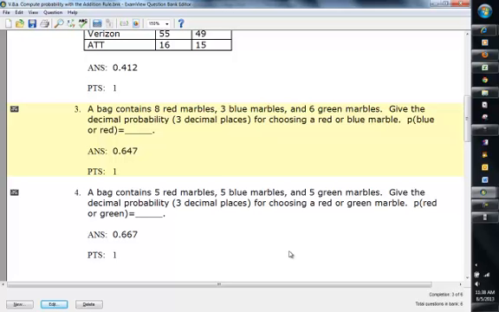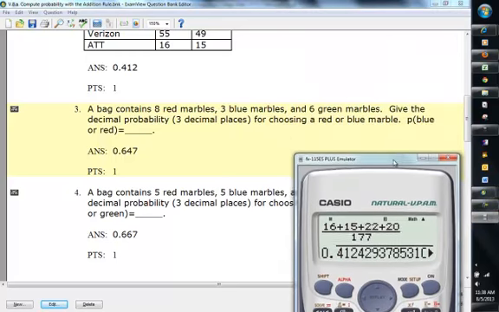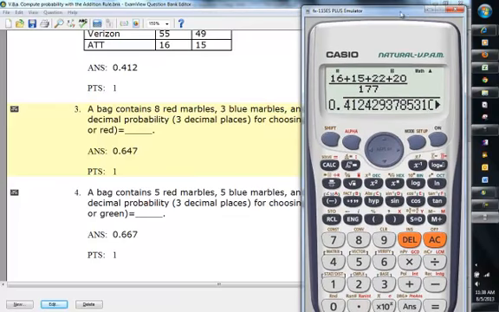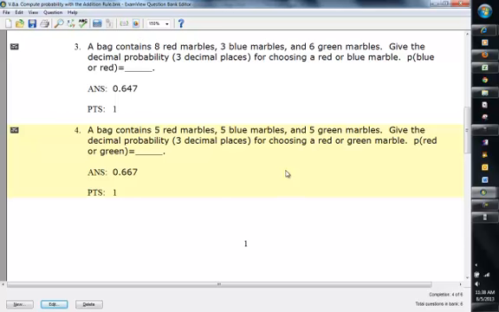Next one. A bag contains 8 red marbles, 3 blue marbles, and 6 green marbles. Give the decimal probability for choosing a red or a blue. So red is 6, no, red is 8, and a blue is 3, and there's a total of 8 plus 3 plus 6 marbles, and so the probability is 0.647.